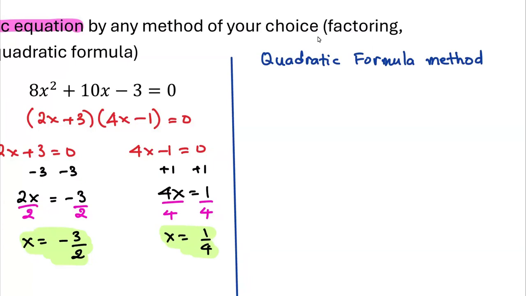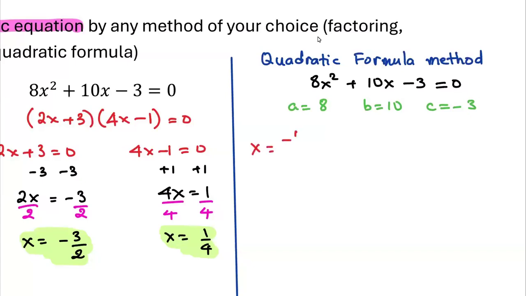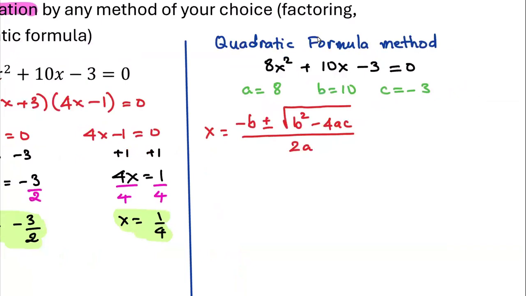So the problem that we have is 8x squared plus 10x minus 3 equals 0. I can tell A is 8, B is 10, and C is -3. So the formula telling me the answer will be x equals -b plus or minus square root of b squared minus 4ac, over 2a. Let's plug in the numbers right now.